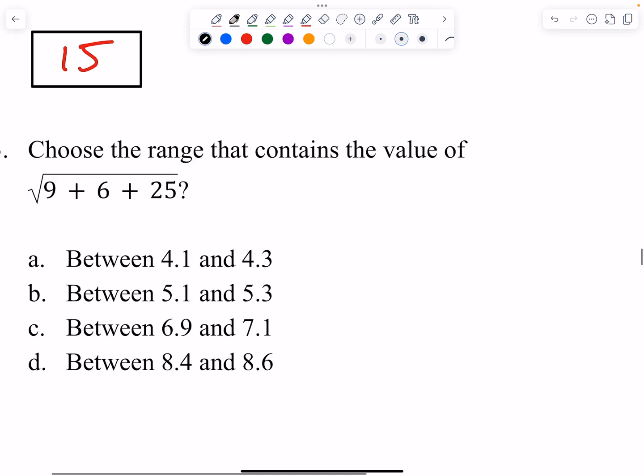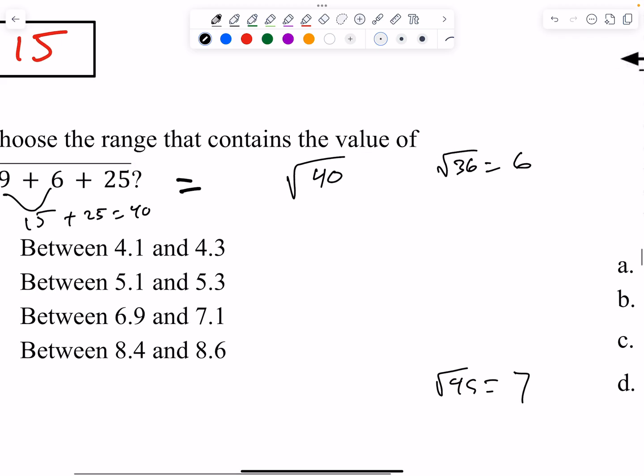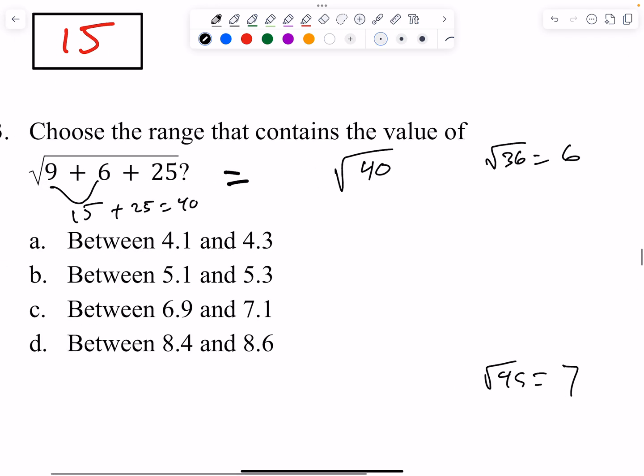Another radical problem. If I add everything on the inside, let's see, that gives me 15. 15 plus 25 equals 40. So square root of 40. Well, square root of 36 is 6. Square root of 49 is 7. So where's square root of 40 going to be? It's in between 6 and 7, and there's only one option. In this case, it happens to be C.